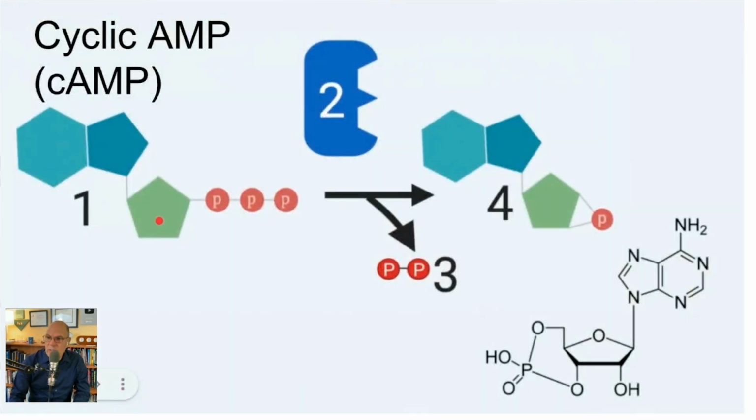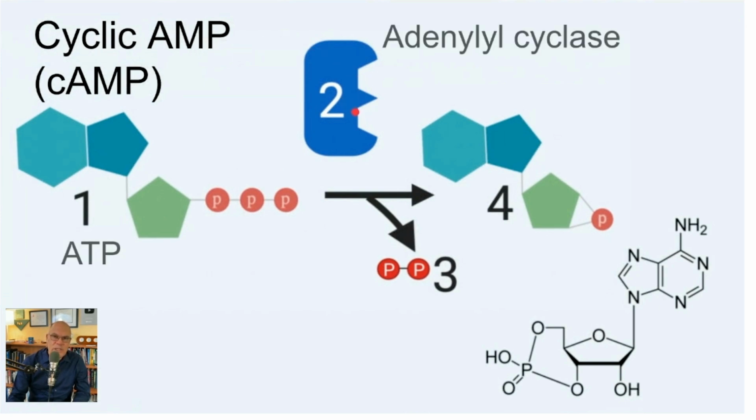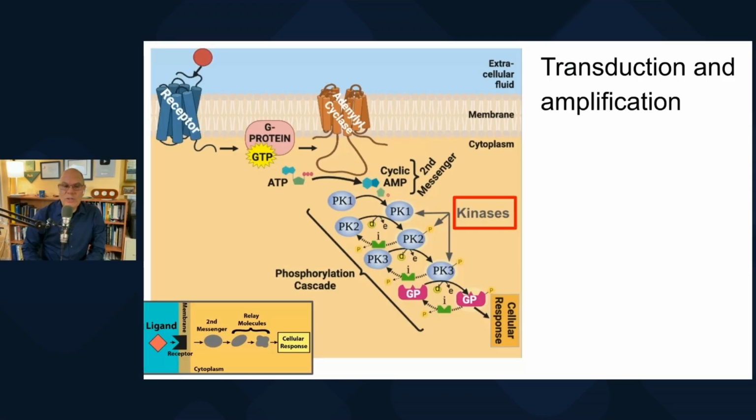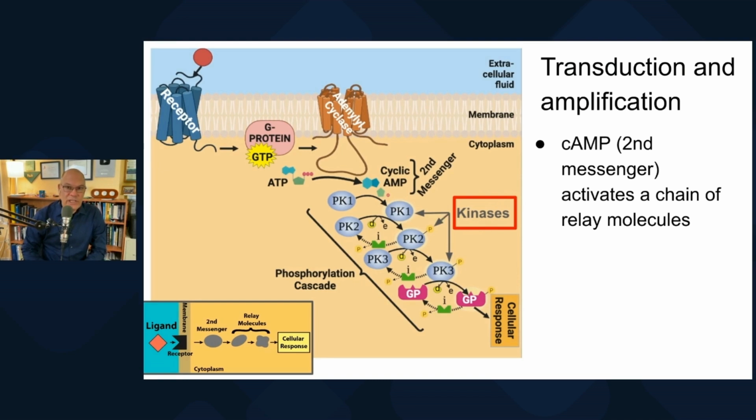Cyclic AMP is the second messenger. Here's a closer look. Here's ATP. Here's adenylyl cyclase. I didn't show it in the membrane. I'm just showing it in the typical iconic enzyme form. And it takes ATP, chops off 2 phosphates, and creates cyclic AMP. It's called cyclic AMP because of the way that the phosphate is bound to the adenine. What do you need to know? Cyclic AMP is a modified form of ATP. It's the second messenger. What we're going to do now is talk about transduction and amplification. Cyclic AMP, which is the second messenger, is going to activate a chain of relay molecules. Those relay molecules are called kinases.